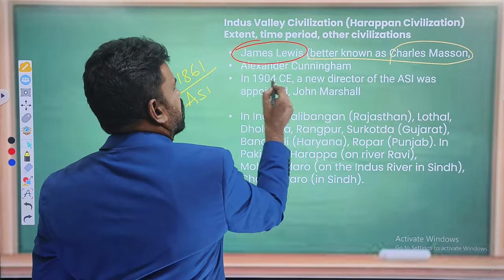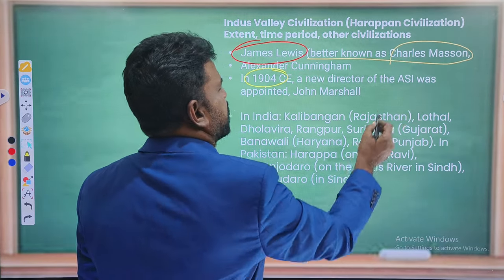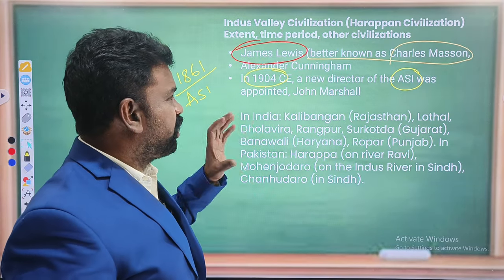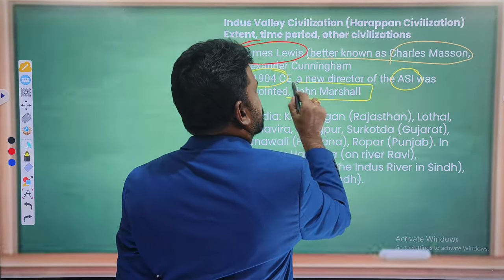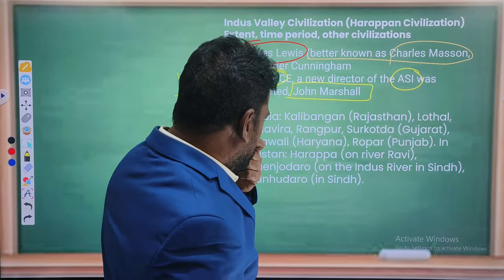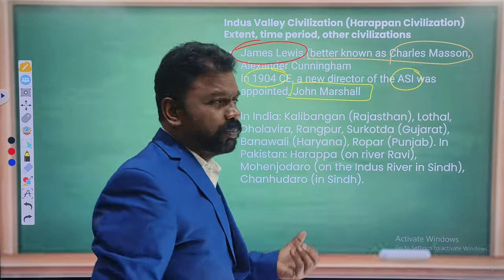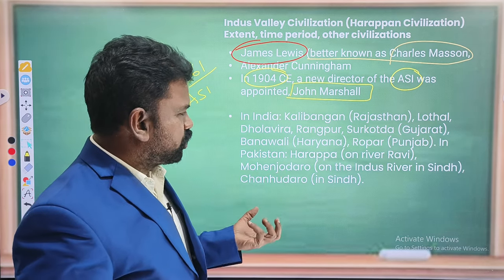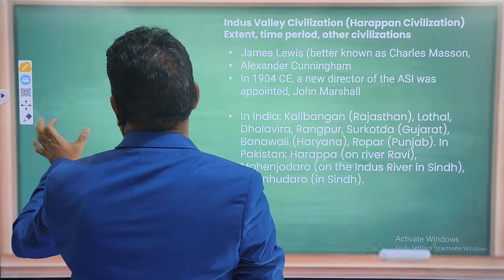Later, in 1904, Lord Curzon reopened it and made the ASI, the Archaeological Survey of India, a government organization, and appointed a director general for it. The first director general was Sir John Marshall. In India, we find sites like Kalibangan, Dholavira, Rangapur, Surkotada, Banawali, Ropar. In Pakistan, Harappa, Mohenjo-daro, Chanhu-daro are found.